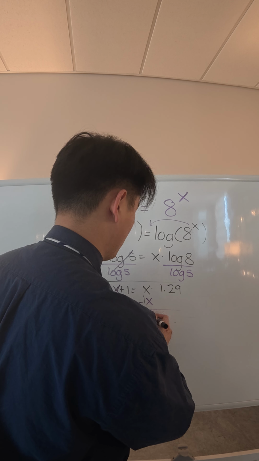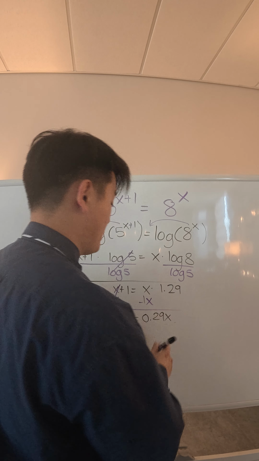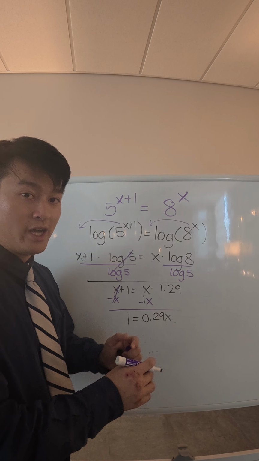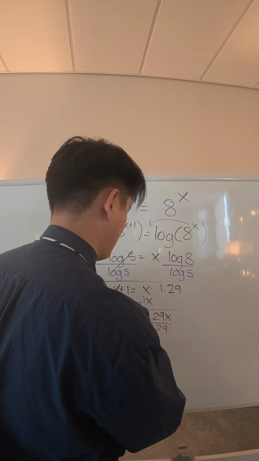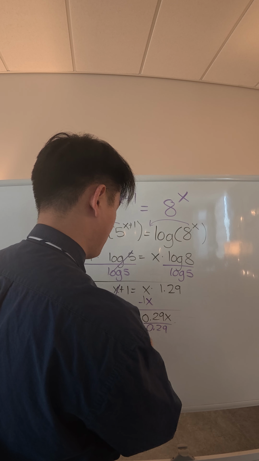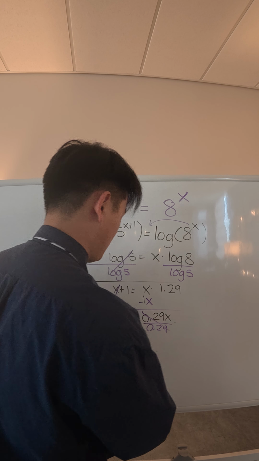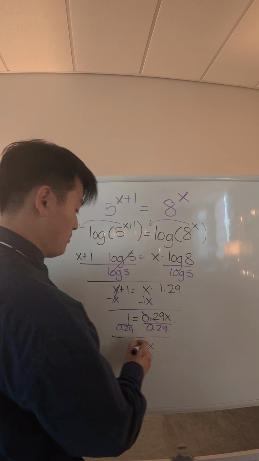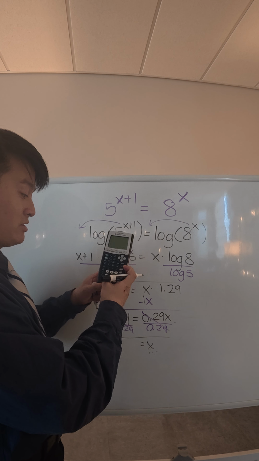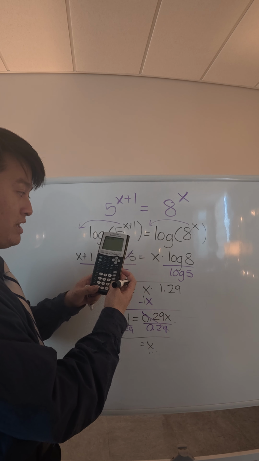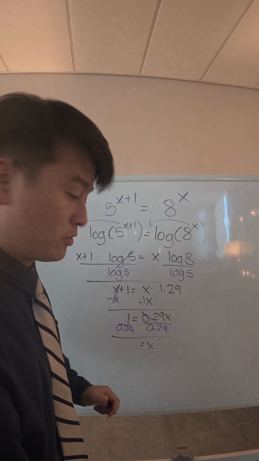That's 0.29x. I have to get rid of the 0.29. Once again, I divide both sides by that. So 0.29 divided by 0.29 cancels out, leaving me with our final answer: 1 divided by 0.29. And if I use my calculator, 1 divided by 0.29 is 3.45.